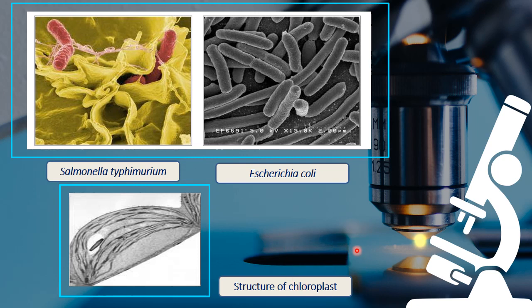Other than that, using the TEM, we can also observe smaller structures, for example, the chloroplast, which is an organelle. Here you can produce the 2D structure of the chloroplast, and you can also observe the inner structure of the chloroplast.